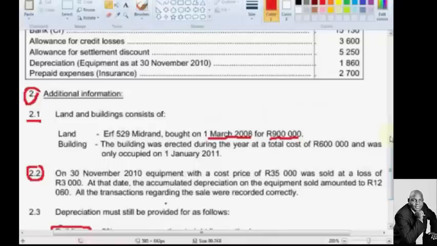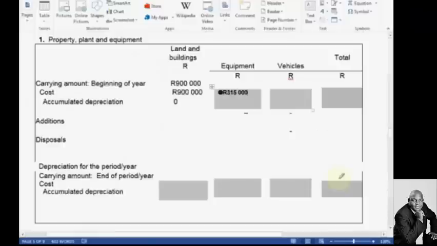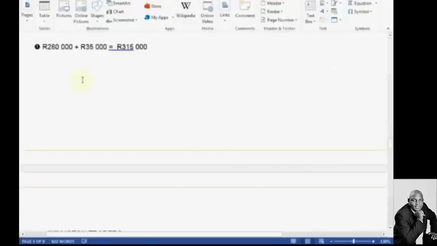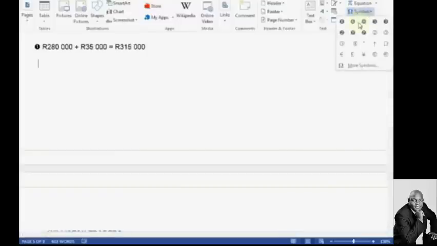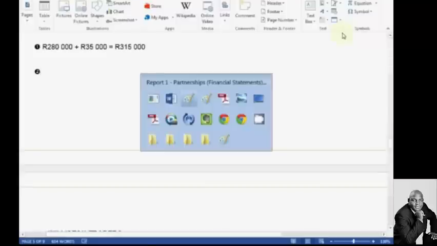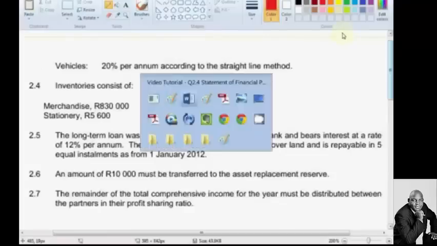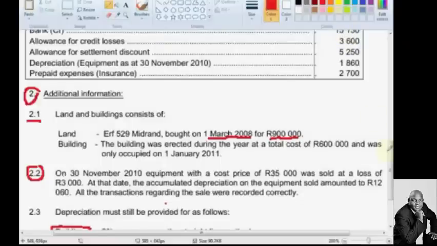Okay, so depreciation, let's go back. Depreciation was 12,080, right? We'll call it workings number 2, where we calculate the depreciation. We know the depreciation was for the equipment that was sold. Let's first go for the depreciation on the trial balance.